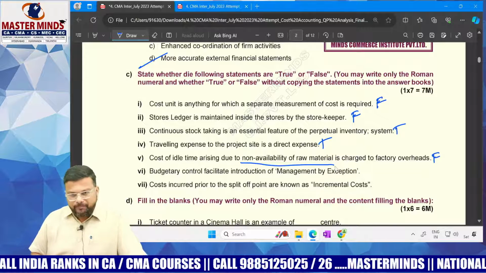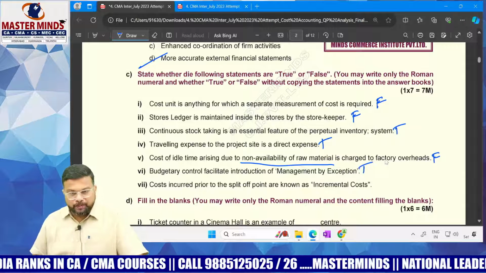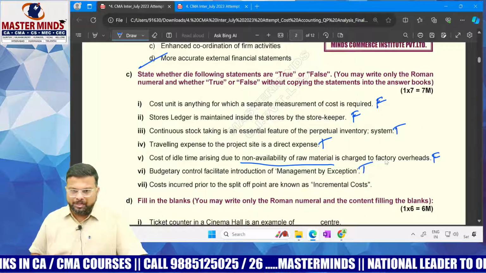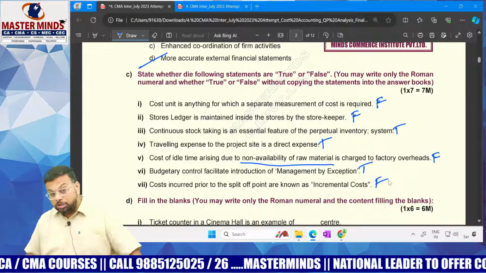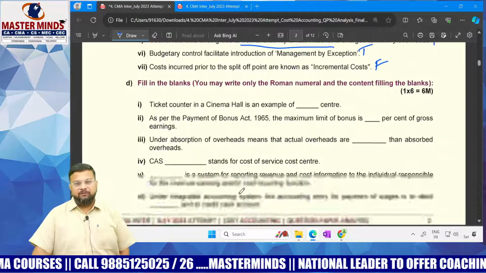Budgetary control facilitates introduction of management by exception. That is true. Cost prior to split off point is known as incremental cost. That is false. It is called joint cost, not incremental cost. Okay. Next, fill in the blanks.